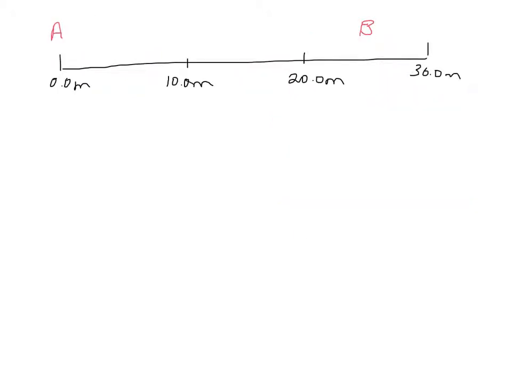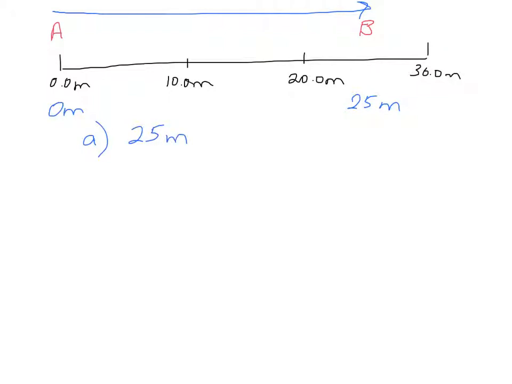This first question says that a ball is starting at position A and the ball's rolling to position B. And the first thing it says, how far does the ball roll? When we're looking at distance traveled, we always want to look at where it ended, and it ended over here at 25 meters, and it started at 0 meters. So we can say that for A it ended at 25 meters, its final place, and it started at 0 meters. So we know that it traveled 25 meters, and that's the answer for A.